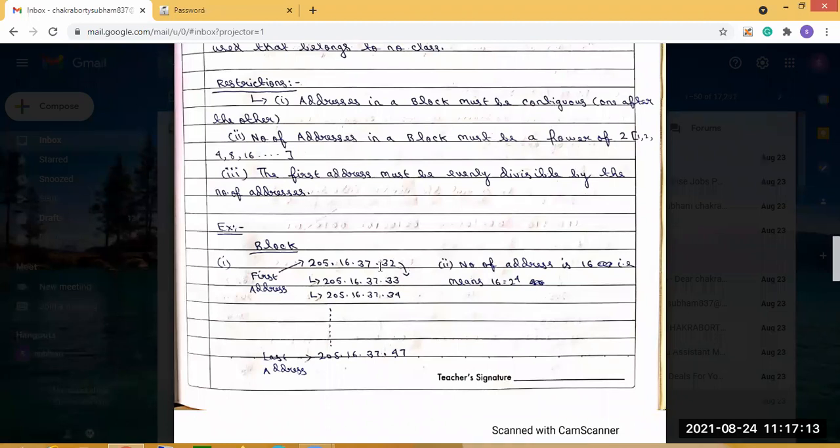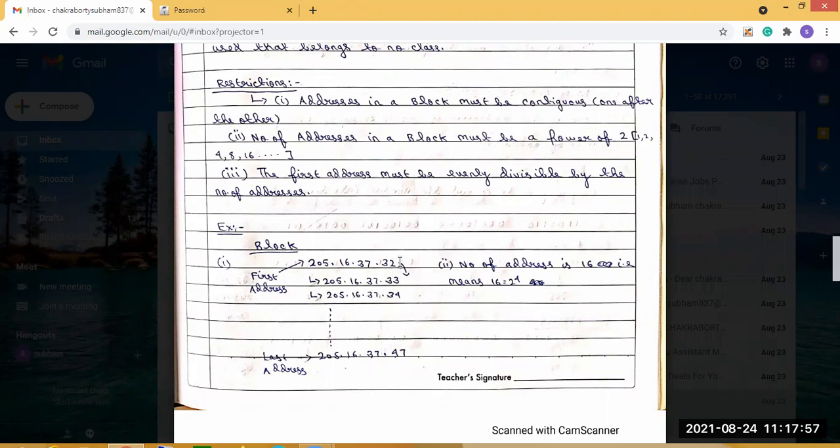So it will be contiguous. The next address will be 205.16.37.33. Then after that, the next address will be 205.16.37.34. Like this, 34, 35, 36, 37, 38, one after another. And let's say the last address is 205.16.37.47. So here you see the first condition is satisfied, because all the addresses are contiguous, coming one after another.